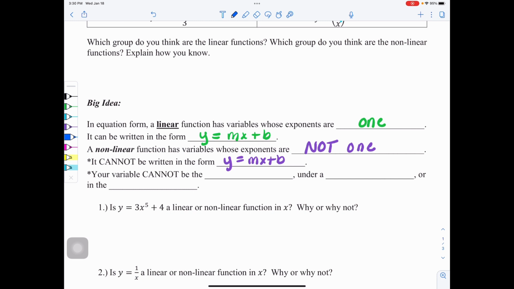And I want to pay attention to those in our next statement. Your variable cannot be the exponent. It cannot be under what we call a radical, which we talked about during the real number system. So things like square root, cube root, or in the denominator. So again, if any of those things happen, that means you have a nonlinear function.